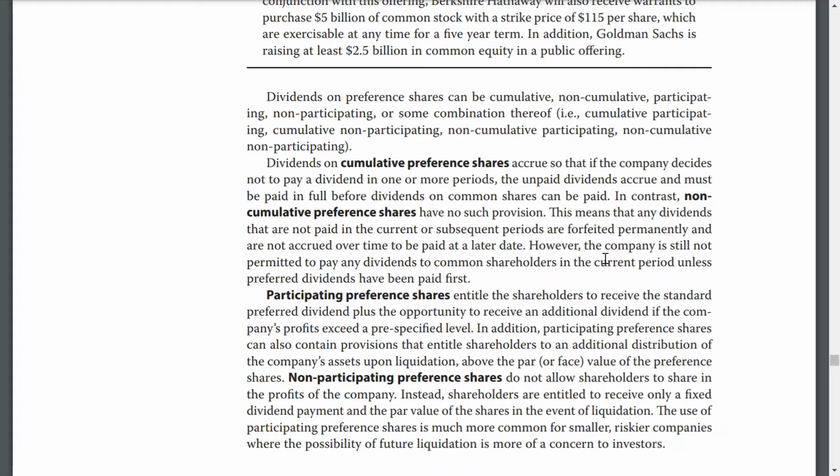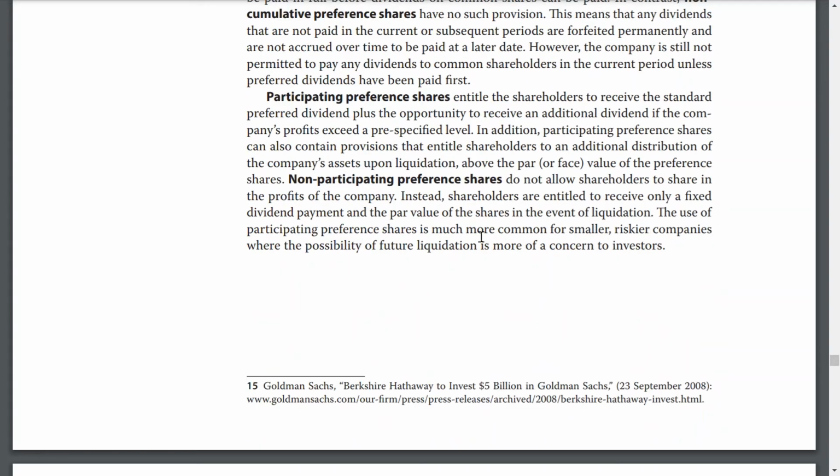Participating preference shares entitle shareholders to receive the standard preferred dividend plus the opportunity to receive an additional dividend if the company's profits exceed a pre-specified level. In addition, participating preference shares can also contain provisions that entitle shareholders to an additional distribution of the company's assets upon liquidation above the par or face value of the preference shares.